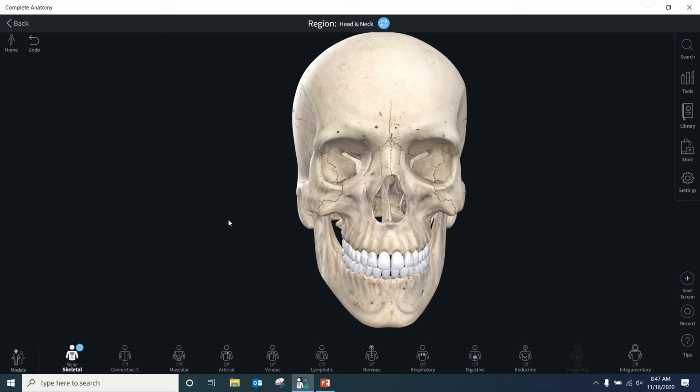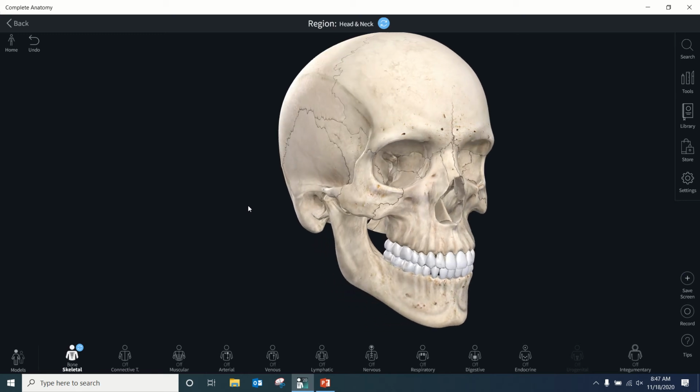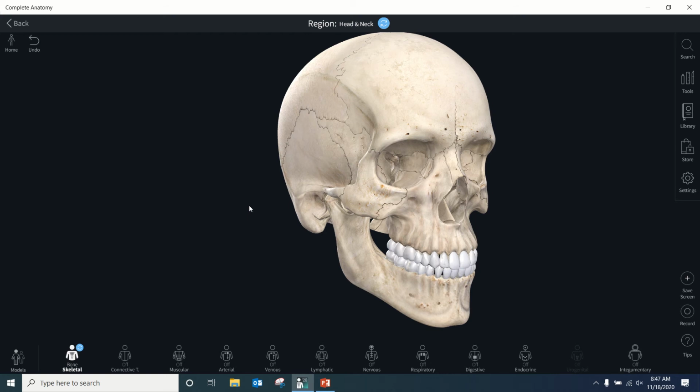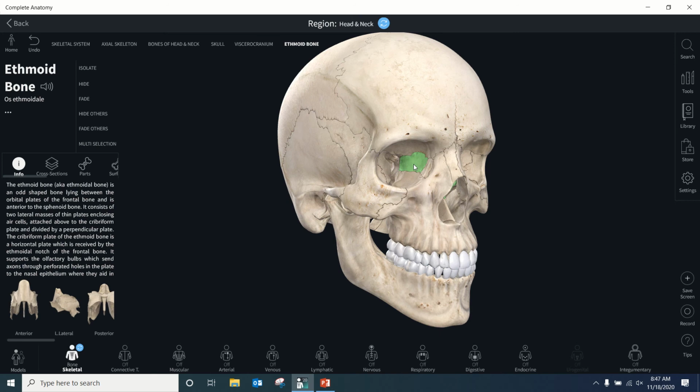All right, so first things first is the ethmoid bone. Probably the easiest way to find it, to make sure I click on the right bone, is on the medial aspect of the orbit of the eye. Obviously the orbit of the eye is this bony ring right here, and your eyeball sits in there. And so the ethmoid bone is there on that medial aspect of the orbit.